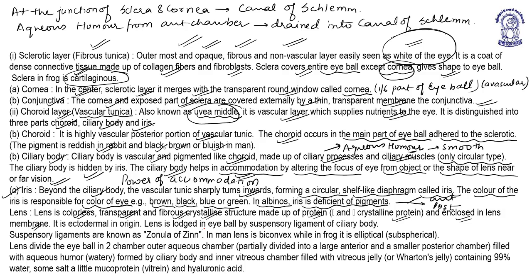It stays in the eyeball by the suspensory ligament of the ciliary body. The suspensory ligament helps to hold the lens in position. These suspensory ligaments are the extensions of the ciliary body. Lens is ectodermal in origin. It is transparent and biconvex. It is an elastic structure which bends light waves as they pass through its surface.